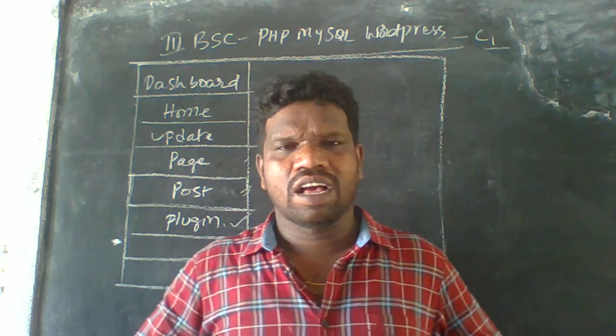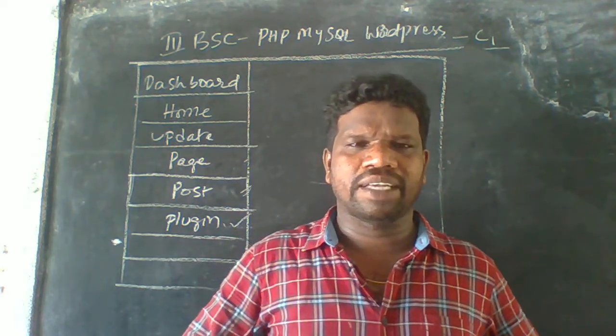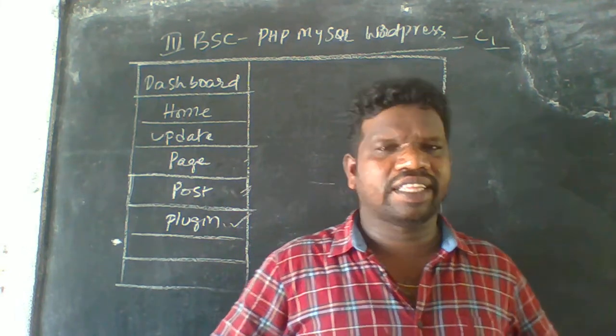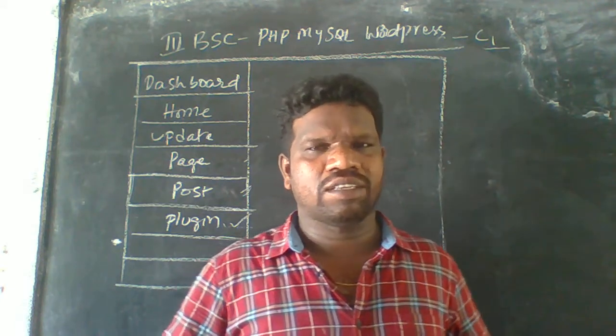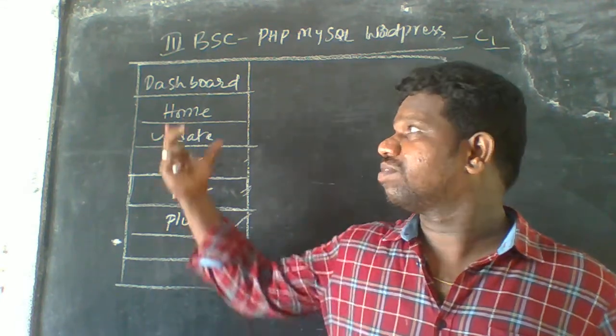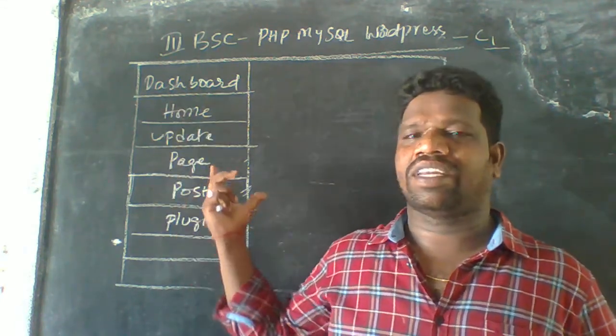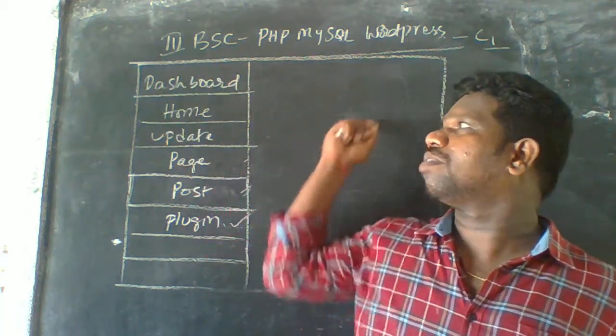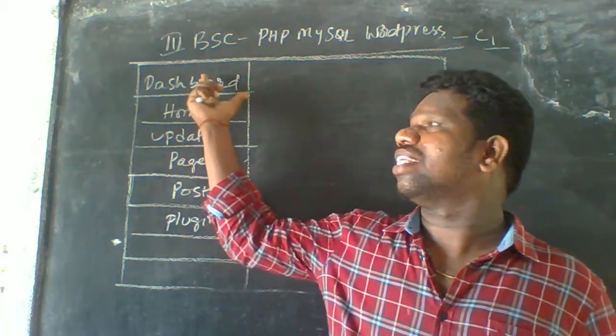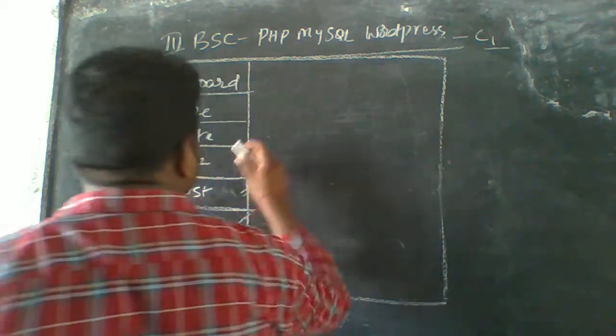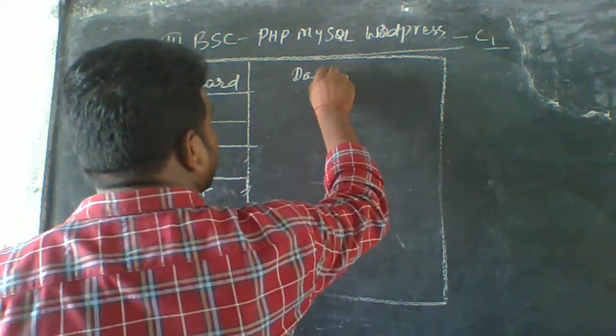While entering into the WordPress software, we have to enter the username and password. Whenever we enter the username and password, this interface will be shown in this format, in a box. Then we get to see the dashboard, and the dashboard content is also available here.